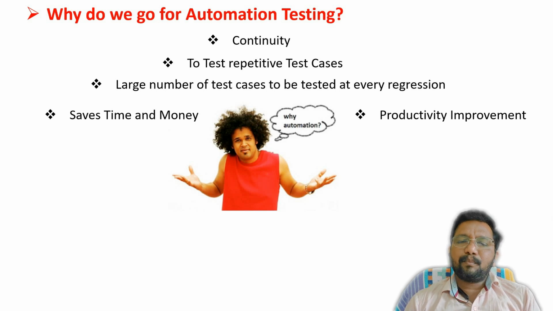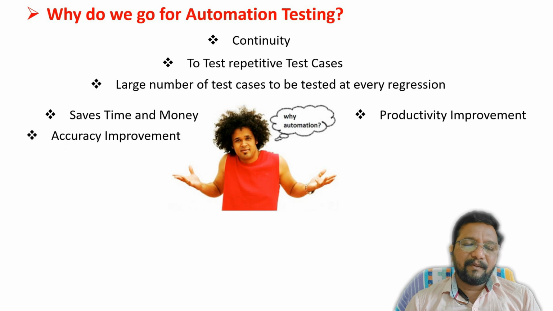The next thing we have to consider here is accuracy improvement, right? We are humans, and all humans may make errors, right? But machines make fewer errors. That is the reason accuracy will be high when automation testing is undertaken. That is the reason most companies are going for automation testing.